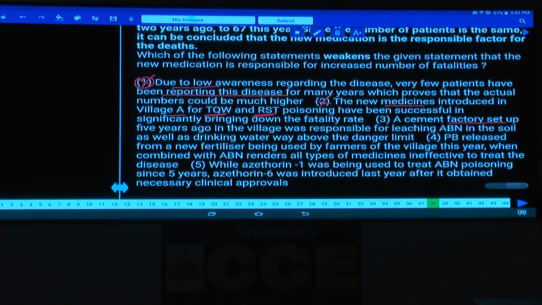Choice 3: a cement factory set up 5 years ago in the village was responsible for leaching ABN into the soil as well as drinking waterways above the danger limit. Now, what is the reason here? Because of this new cement plant set up 5 years ago, more and more ABN is mixing with the soil and the water. Hence, what is the reason behind these deaths? The reason is the cement factory, not the new type of medication. Follow here, it is directly weakening the above argument. Hence, choice 3 is the answer.